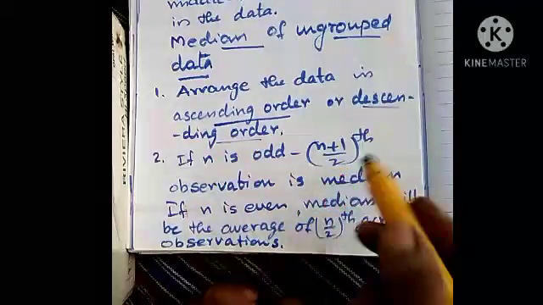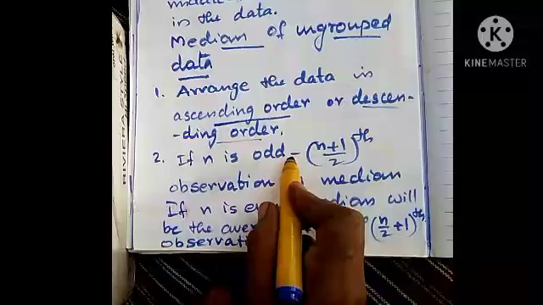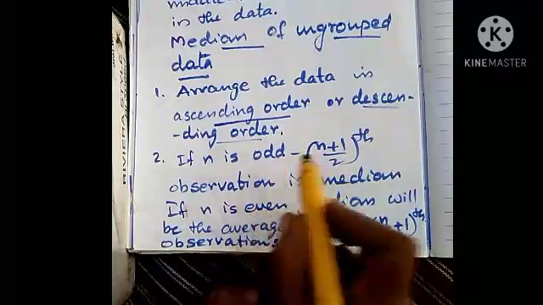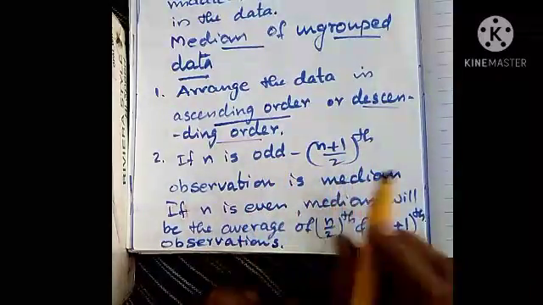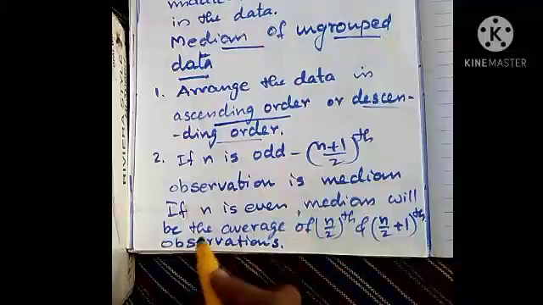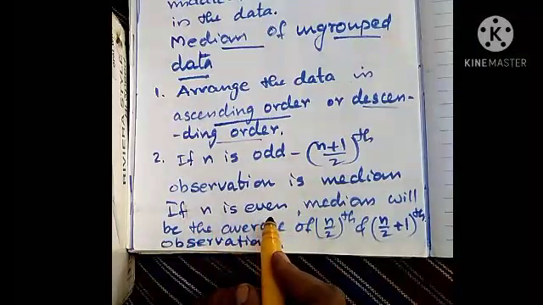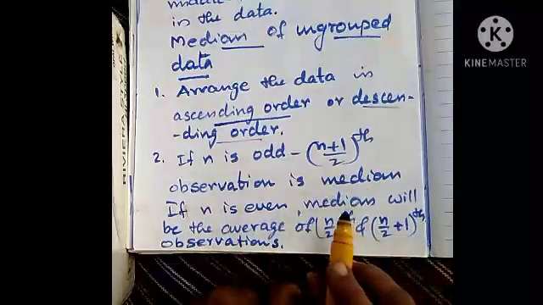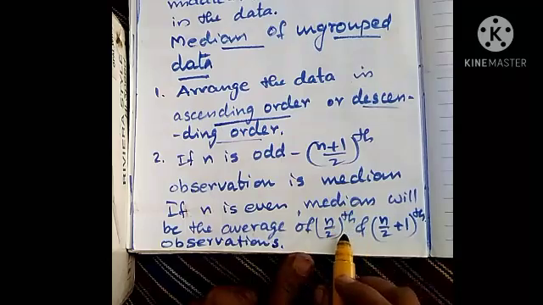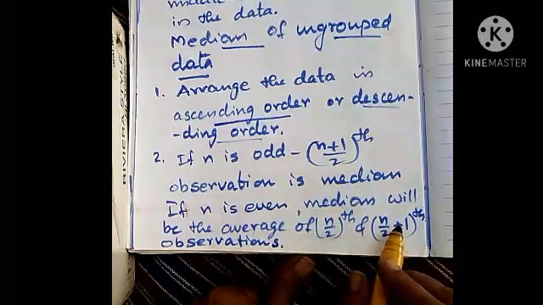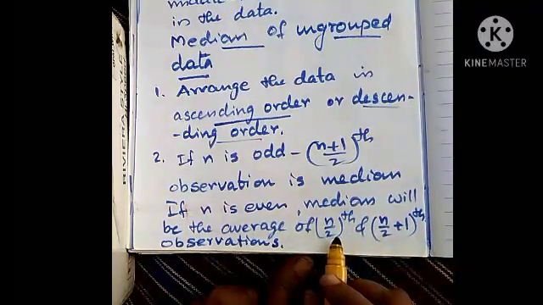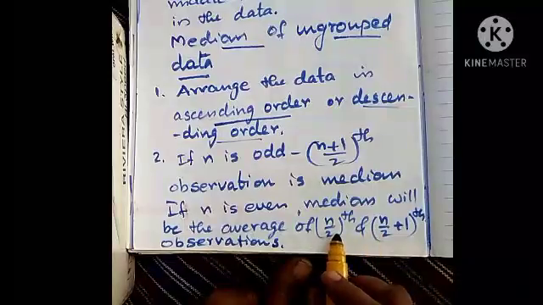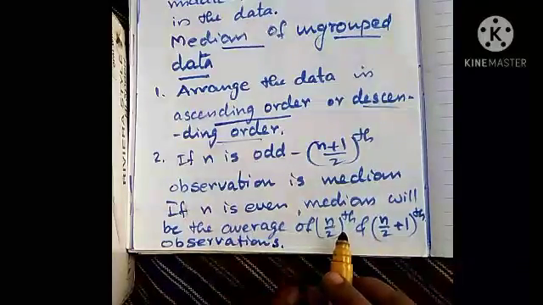And for selecting the middle one, if n is odd, we can select the (n plus 1) by 2th observation. That will be in the middle. And if n is an even number, you know that two numbers will be there in the middle. That is the n by 2th number and the next number. Then we can select the average of these two observations. That will be the median.